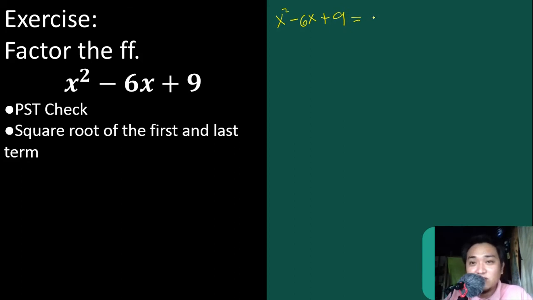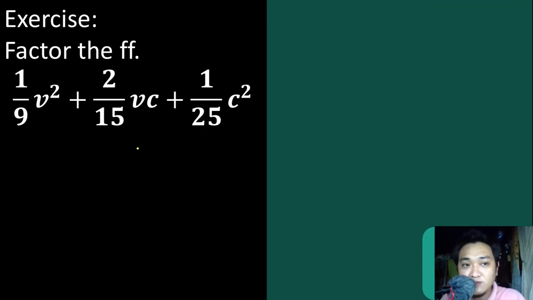Again, the square root of x squared is x. The square root of the last term is 3. And ang magiging operation ng binomial, we will follow kung ano yung sign sa middle term. Since yung sign sa middle term is negative, so gagawin natin na magiging operation ng binomial natin is also negative, and that will be squared. Ganun lang kasimple. Okay, so let us have few more examples.